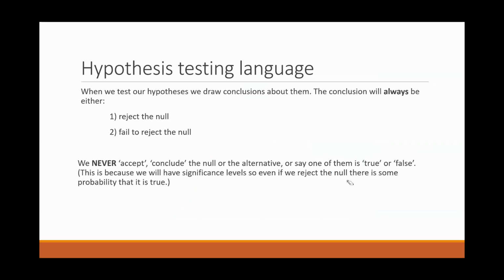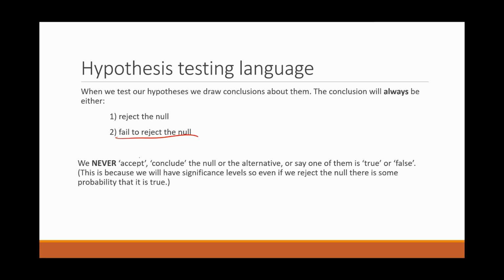Now, just to reinforce some of the language: when we do hypothesis testing, we are always going to come to some conclusion about the null hypothesis. We use the notation H for hypothesis, and that little 0 at the bottom means the null hypothesis. We're going to come to one of two conclusions. We will either reject the null, where we conclude that the null is false, or we fail to reject the null.